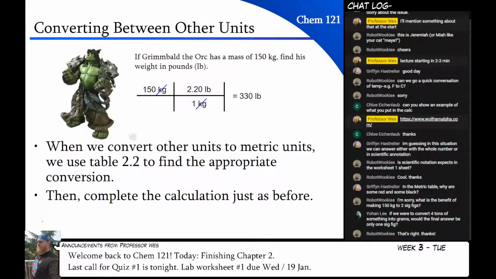If you were to convert 4 tons of something into grams, would the final answer have only 1 Sig Fig? So if the number given to you was 4 tons, then yes. If it was 4.0 tons, you'd have 2 Sig Figs. If it was 4.000 tons, you'd have 4, and so on. So the number you start with matters. Other conversions that are being used also matter, but in almost every case, the number you start with is going to be the one that determines how many Sig Figs are in your answer. So that's just a good practice to get into. How many Sig Figs does the number I started with have? I'll just use that many or more on all my conversions, and then I don't have to worry about it.